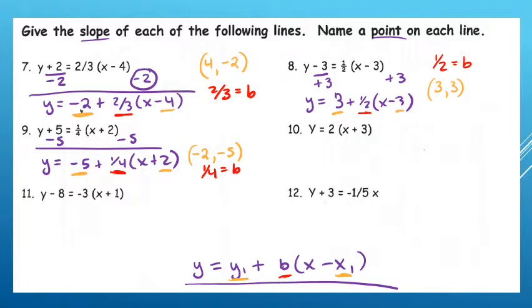For number 10, my slope value, b, should be 2, and my point is negative 3, 0. For number 11, my slope value should be negative 3, and my point should be negative 1, 8. For 12, my slope should be negative 1/5, and my point should be 0, negative 3.